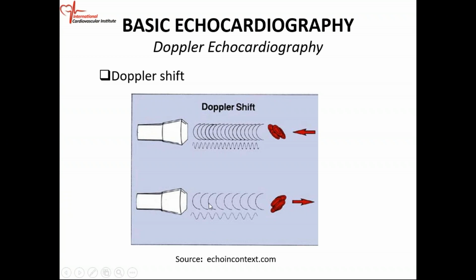As opposed to when the blood or tissue is moving away from the transducer, the receive frequency is going to be decreased, and that's depicted as increased wavelength in the wave. So when the blood moves towards the transducer, the receive frequency is increased. When it moves away, the receive frequency is decreased.